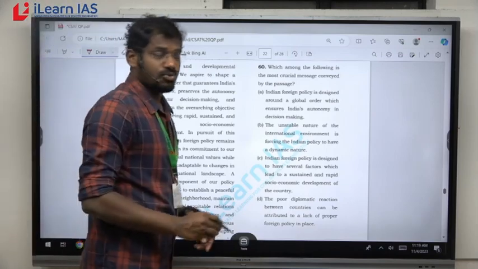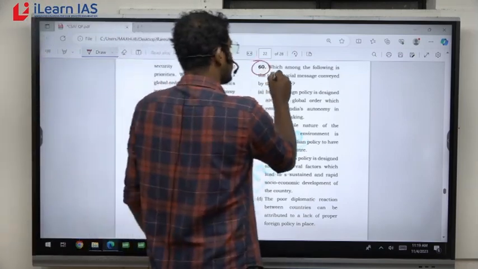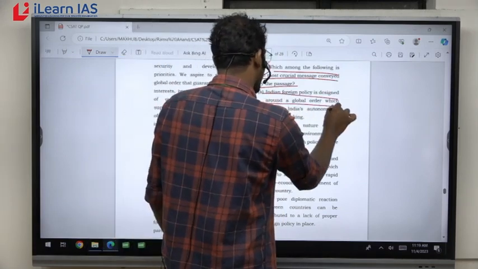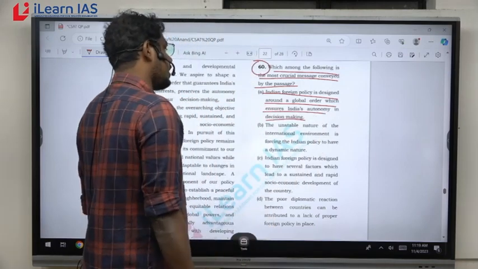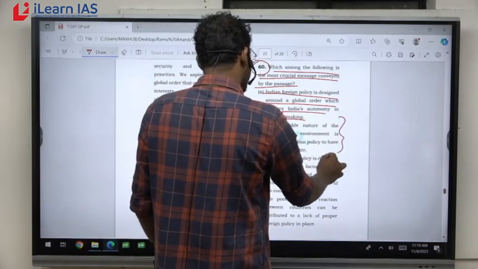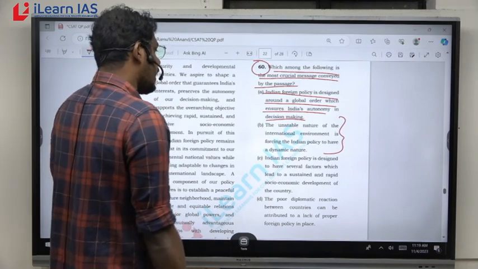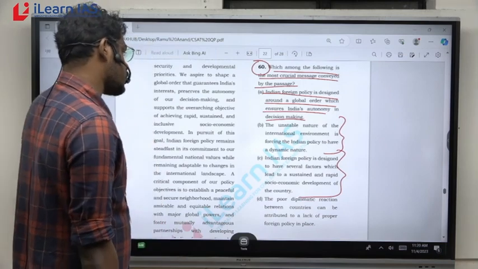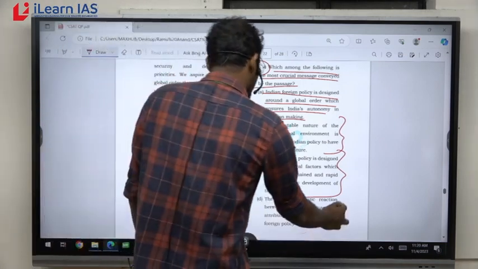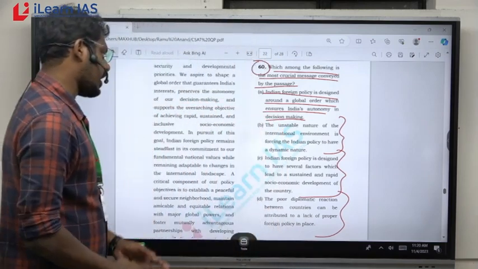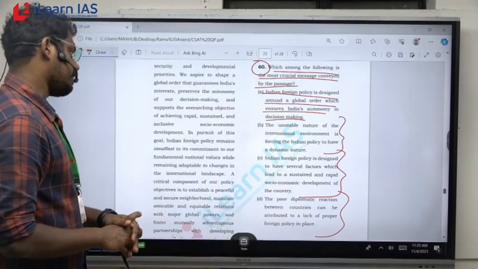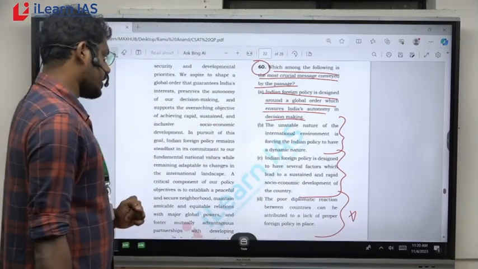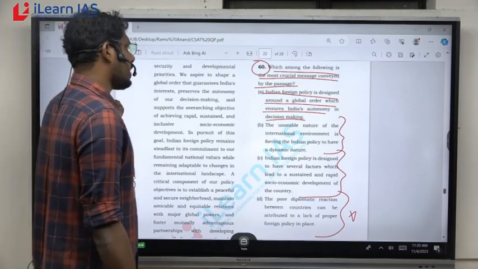Okay. Next question, question number 60. Which among the following is the most crucial message conveyed with the passage? Indian foreign policy is designed around a global order which ensures India's autonomy in decision making. The unstable nature of the international environment is forcing the Indian policy to have a dynamic nature. Indian foreign policy is designed to have several factors which lead to a sustained and rapid socio-economic development of the country. The poor diplomatic relation between countries can be attributed to a lack of proper foreign policy in place. So I would eliminate option D. So I'm left with options A, B, C.